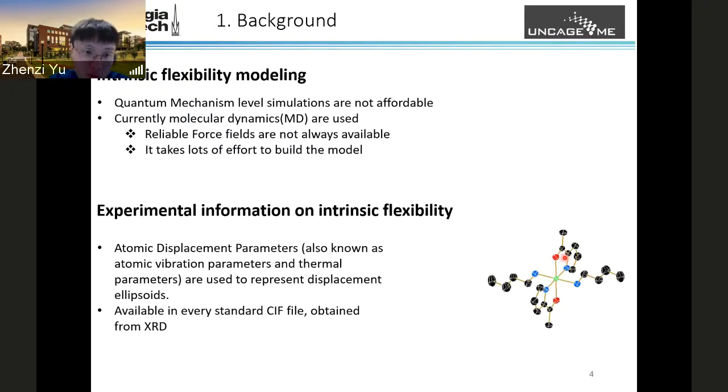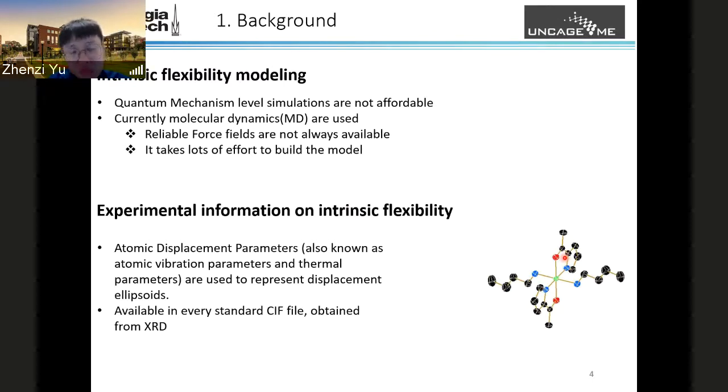The first one is that reliable force fields are not always available. As you can imagine, to describe the movement of the framework, we need to develop a very accurate force field, and this type of force field is not always available. The second drawback is that it takes lots of effort to build a model. Basically, turning a structure into a machine readable MD input file is not an easy task.